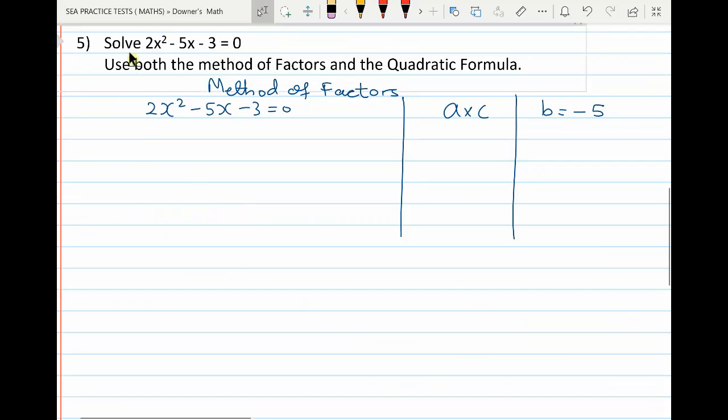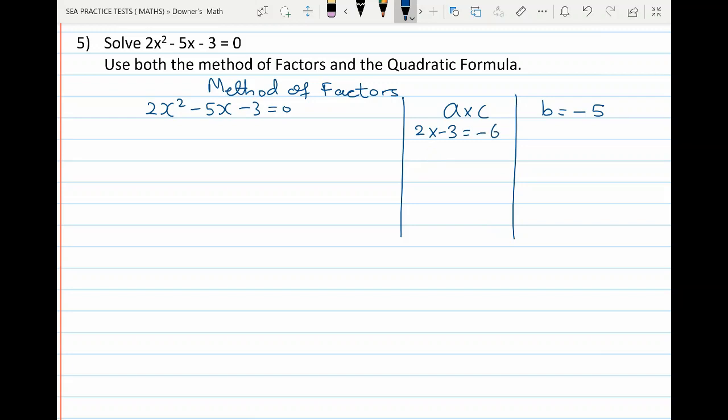In number 5, we have to solve 2x squared minus 5x minus 3 equal to 0. And we have to use both the method of factors and the quadratic formula. So we are going to use the method of factors firstly, and then the quadratic formula. So here we are going to find AC first, and AC is 2 times minus 3, and that is what we're going to write down here firstly, right? So we're going to write 2 by minus 3. That is going to give us minus 6.